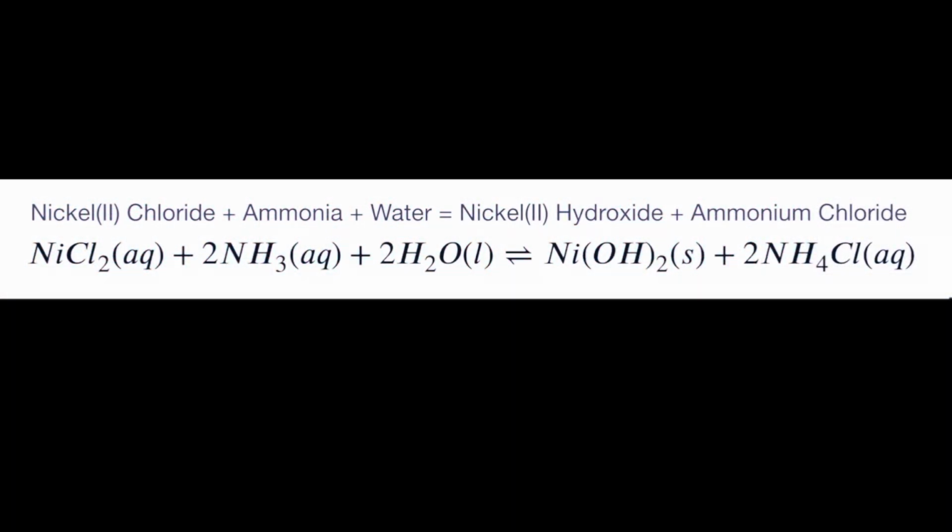Here's the balanced equation for this amazing reversible reaction. We start with reactants nickel-2 chloride, ammonia, and water. We have 1 mole of nickel-2 chloride, that's the NiCl2. We have 2 moles of ammonia, that's the 2NH3, and 2 moles of water, that's the 2H2O. When those come together, we get the products nickel-2 hydroxide and ammonium chloride. We have 1 mole of nickel-2 hydroxide, that's the Ni(OH)2, and 2 moles of ammonium chloride, that's the 2NH4Cl, in this amazing reversible reaction.